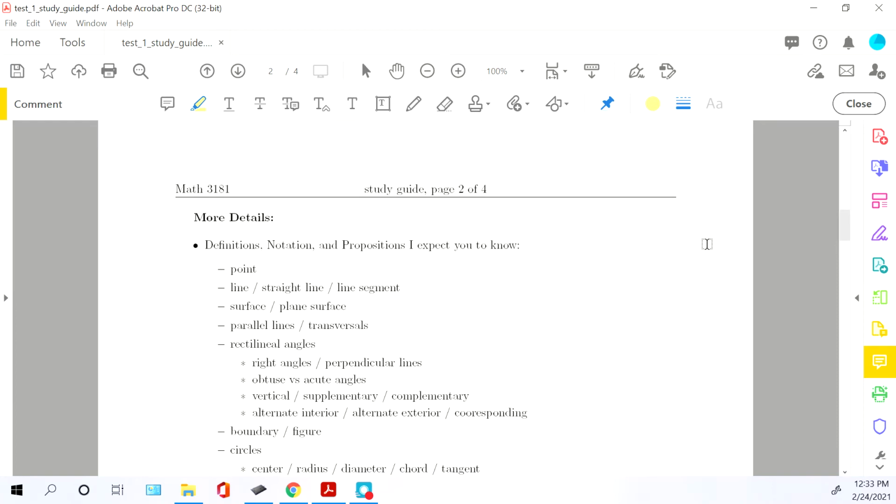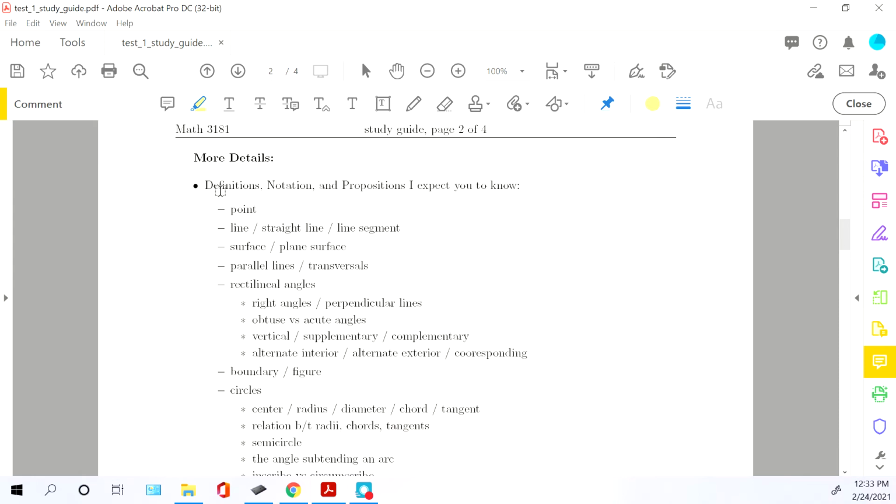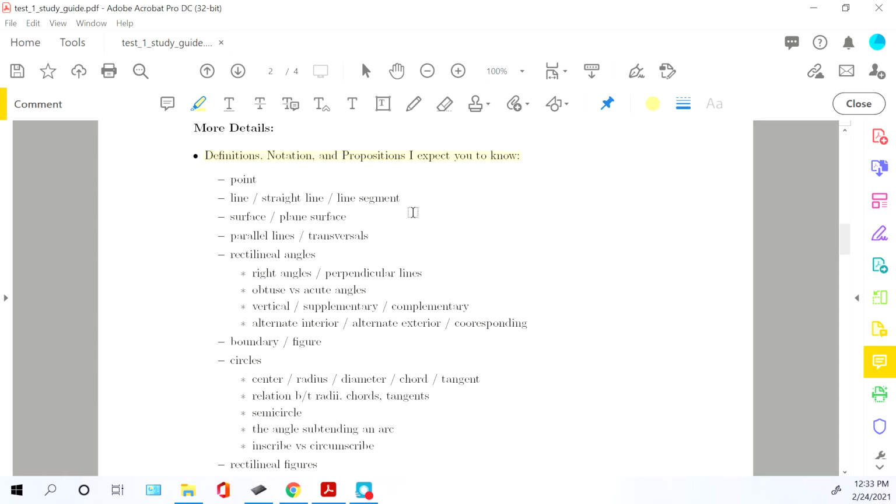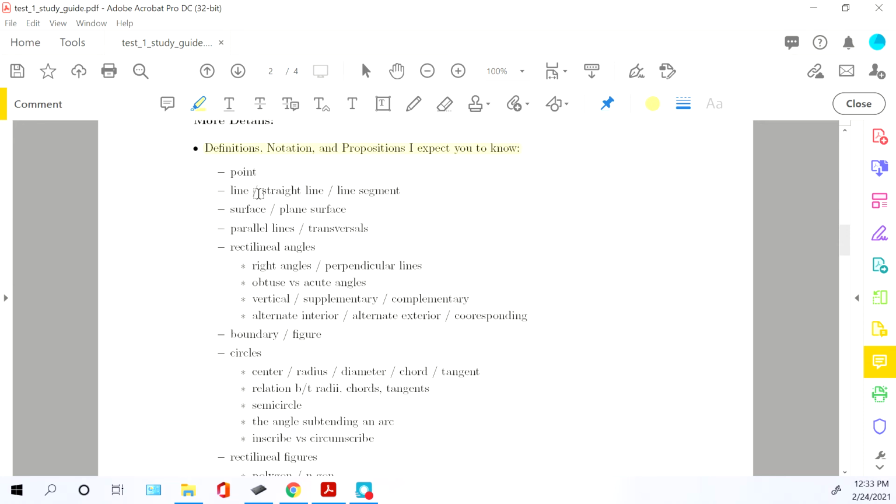Okay. So now on to page 2. So page 2 talks about definitions. So these are the type of definitions, and that also includes some notations and propositions as well. These are the main definitions that I'm expecting that you guys already know. As you read through this, please note that this list is almost exactly the same as that first definitions assignment that you guys had, that Euclid's definition assignments. So notice, I'm expecting that you know what a point is. I'm expecting that you know what a line is. Technically speaking, surface and plane surface we won't have for the test. I am expecting that you'd know so what parallel lines are, what transversals are.